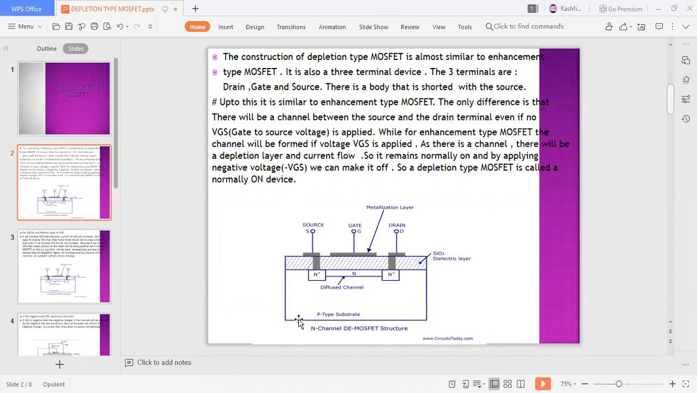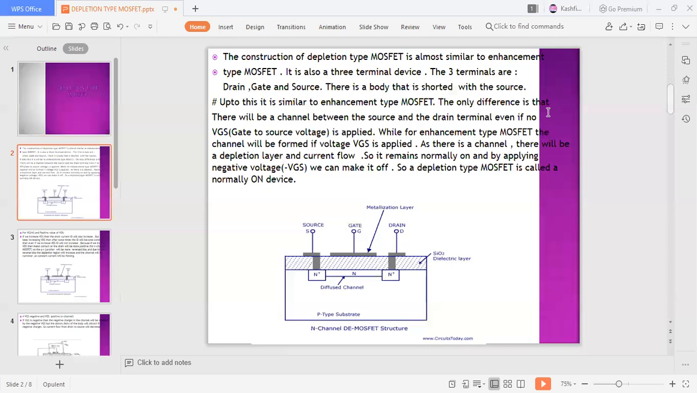So this is an n-channel depletion type MOSFET. Here it is the source, the gate terminal and the drain terminal. There is a body that is shorted with the source. As it is an n-channel depletion type MOSFET, the body will be of p type, and you will understand it if you see my previous videos. So before starting this video, please go through my previous video on MOSFET. Now the body will be p type and it will be shorted with the source terminal. Up to this, it is similar to the enhancement type MOSFET.